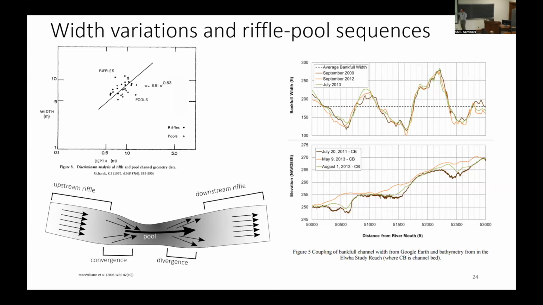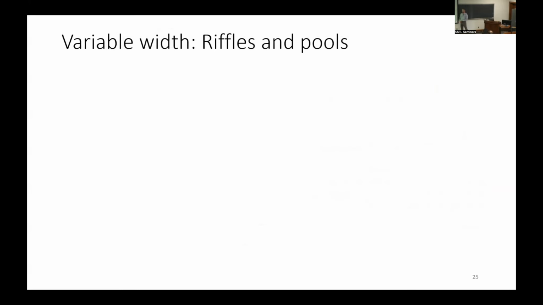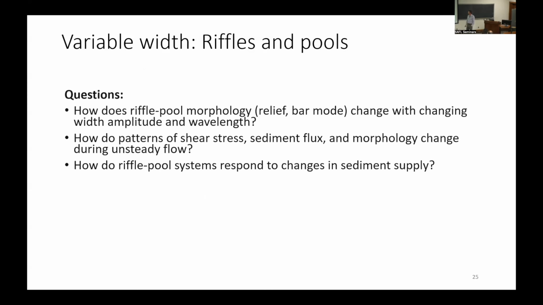So we thought, that's cool. Maybe we can try to replicate that in the lab and try to understand what is it about increasing sediment supply in this variable width channel that leads to this type of response. And can we then compare it to a case where we don't have this downstream width variation? So we did the same experiment that I described before, only with this new channel geometry.